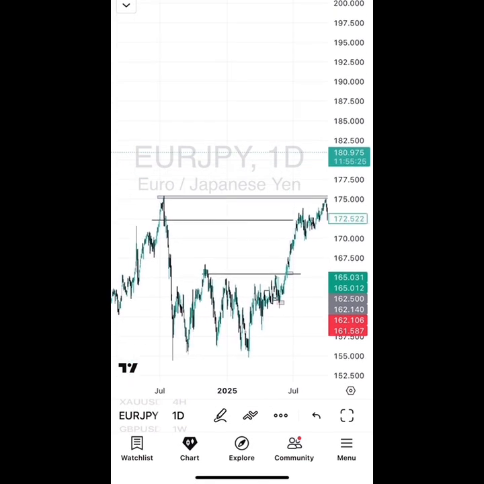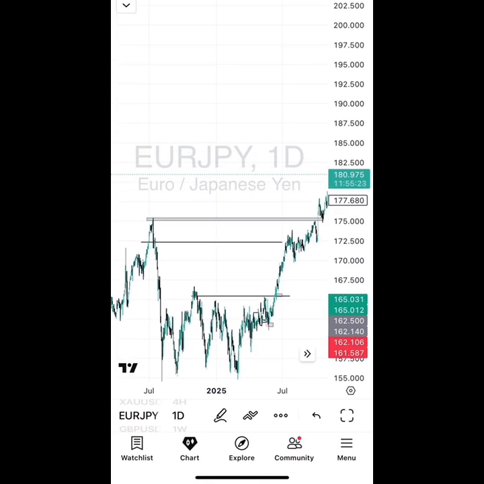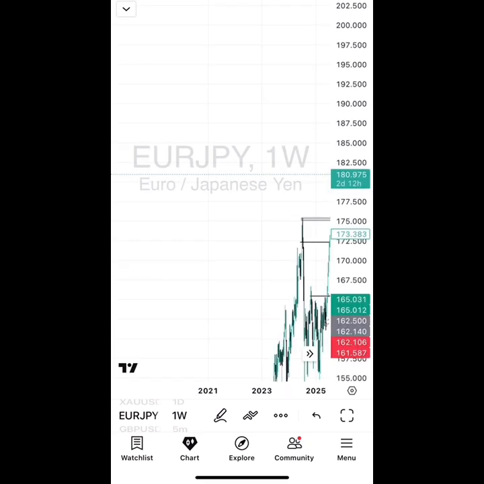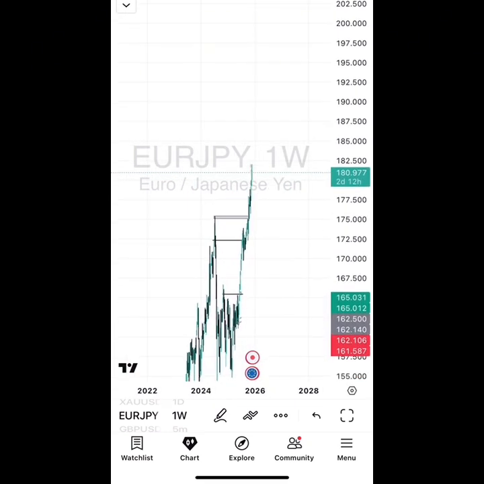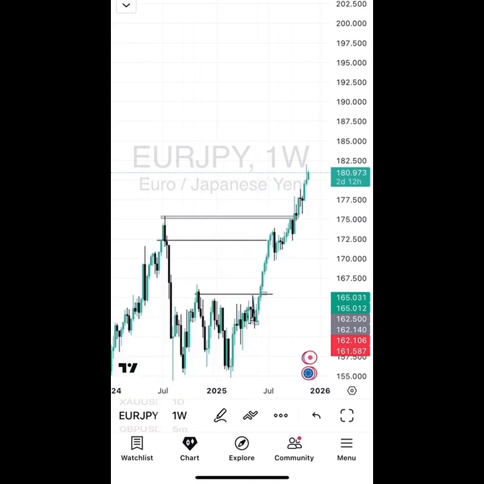Okay, so I'm going to start with my daily time frame. Though if we are to go to weekly, if I want to do my top-down analysis, I usually start from weekly just to see if I can pick any key level. Then I'll go down to daily and like that.